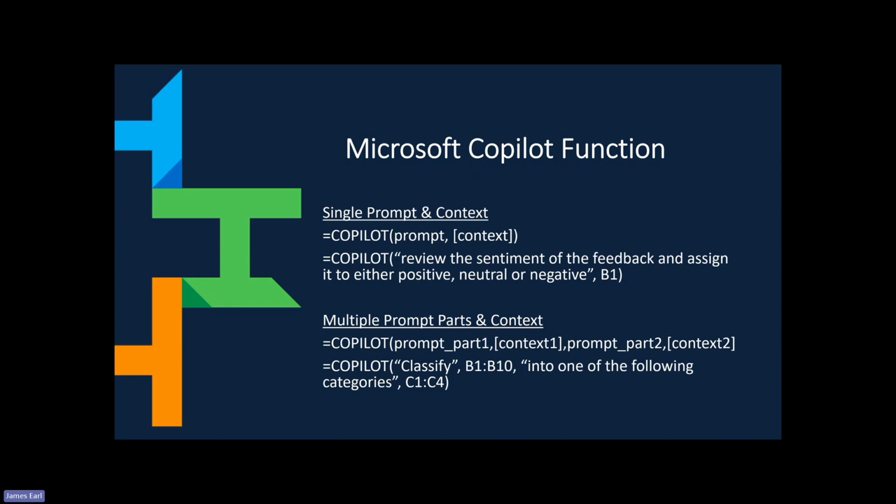So B1 would be the field where the feedback is contained. And then Copilot would essentially just review the feedback and decide whether it thinks it's positive, neutral, or negative, and just return one of those answers.